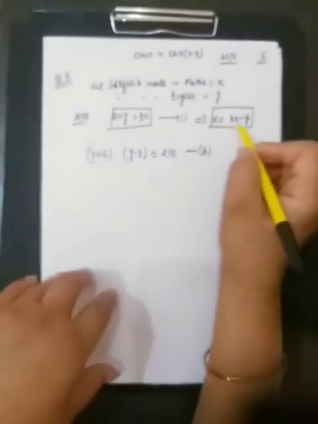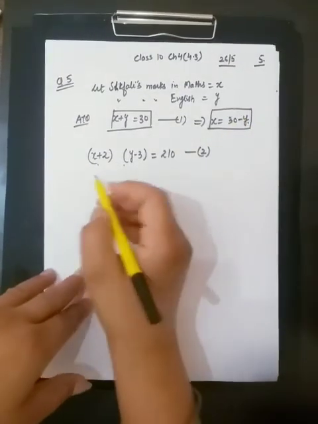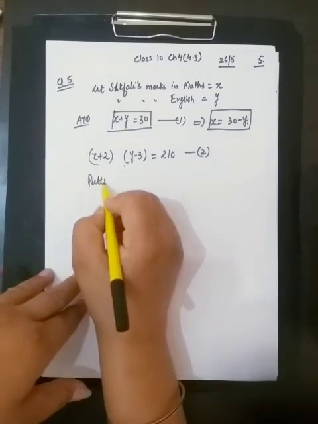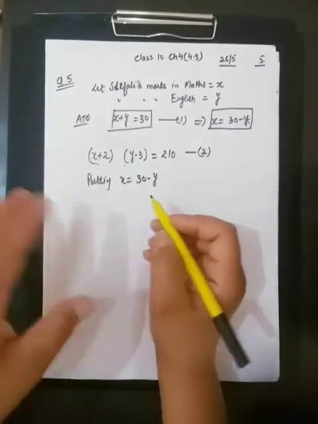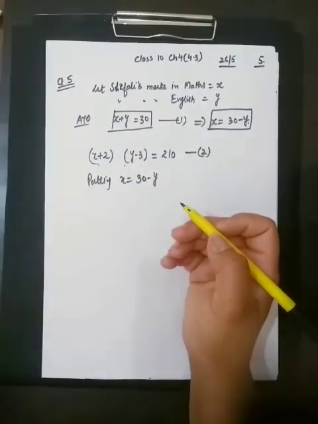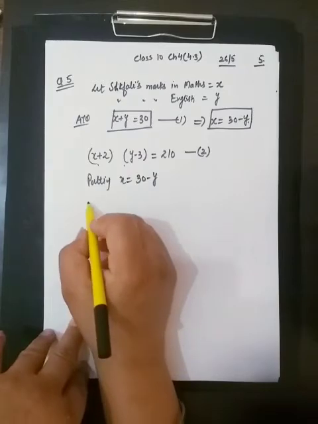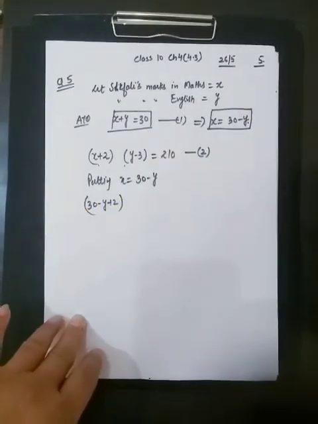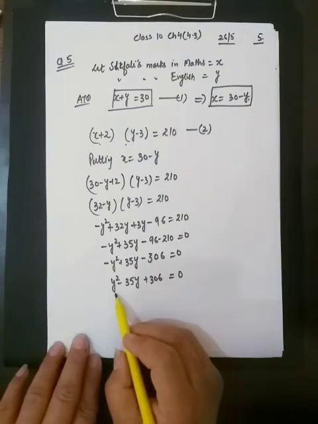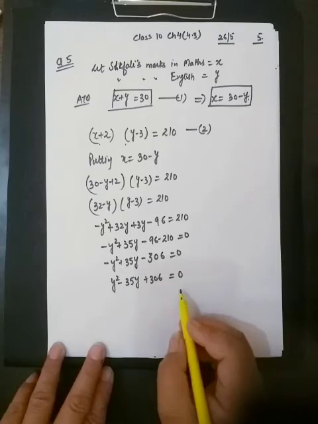From equation number 1 we will separate x. So x will be 30 minus y and we will put the value of x in equation number 2. Putting x is equal to 30 minus y, now our equation 2 will be in one variable only, that is in y only. 30 minus y plus 2. After solving this we get this quadratic equation y square minus 35y plus 306 is equal to 0.